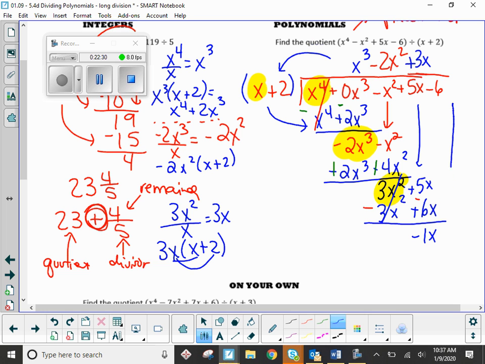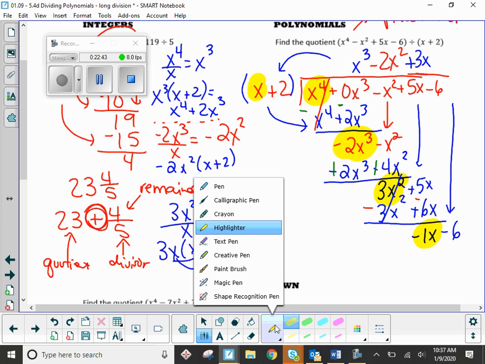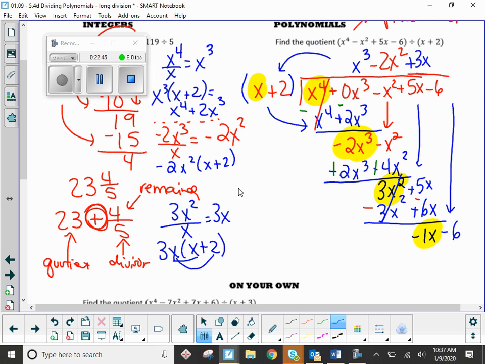You bring down your last term. Oh my gosh, this problem takes like 2 years. But this is the last step. So now this is your first term. Need me to slow down for a second? Anybody? Need to catch up?